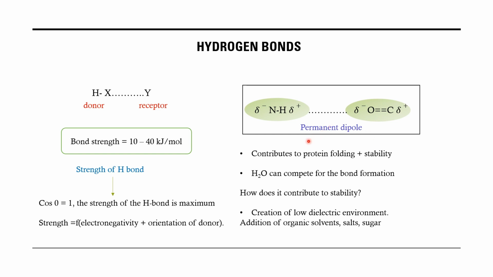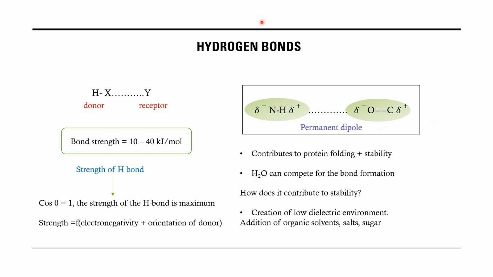Now, what groups are responsible for forming hydrogen bonds within protein molecules? The most common species when it comes to protein are going to be your amide group and carbonyl group. Apart from that, you also have phenolic, hydroxyl, and carboxylic groups that are capable of forming hydrogen bonds within protein molecules.